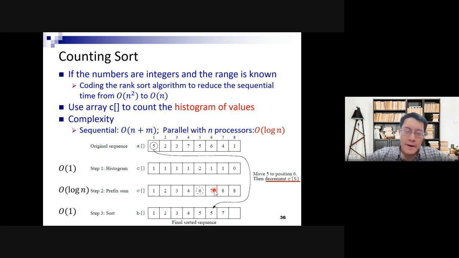Okay, so as a result, we know that for counting sort, even for sequential code, it could be faster than n log n. So over here, compared to its own sequential algorithm, it is still not the optimal complexity. But of course, the parallel algorithm still reduces the complexity by a certain degree.